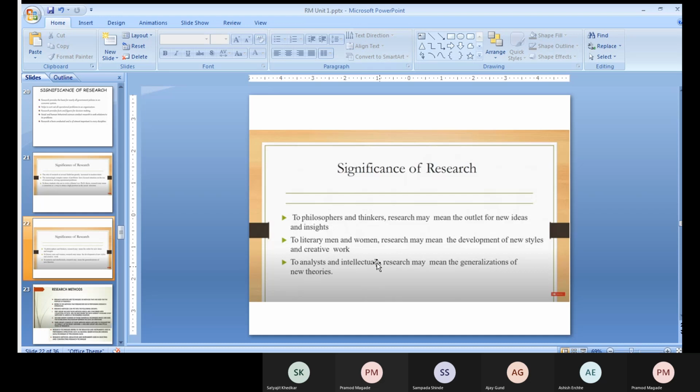And for analysts and intellectuals, research may mean the generalization of new theories. Of course, we can consider this as IPR, patent activity. Wherever new things are there, we have to quote the patent. Bigger companies quote their patents, and because of that patent, they have a claim on that particular creativity. So that is the significance. Just write down these three points in short words.